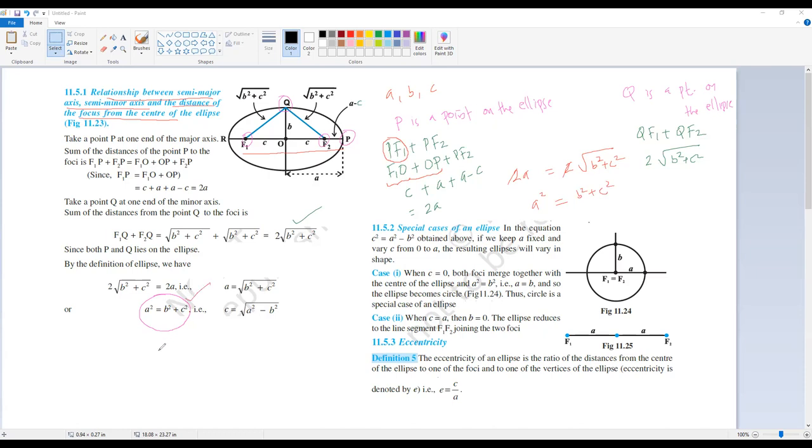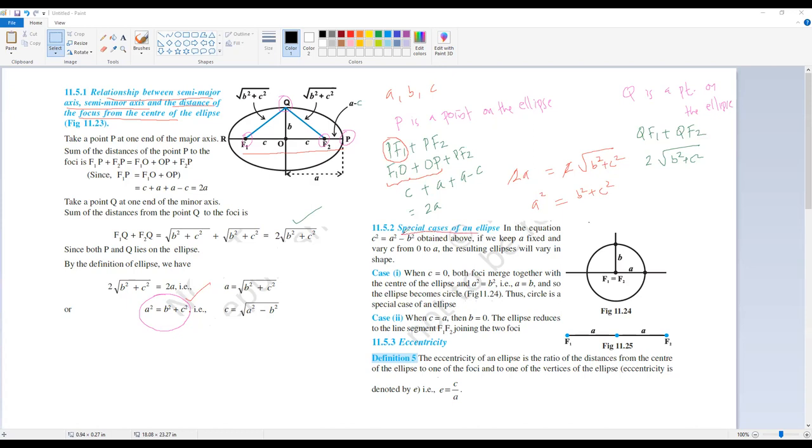So this is one important theorem. Forget the rest for now, no issue, but you should remember the relation a square is equal to b square plus c square. That is a relationship between A, B and C, where A is the semi-major axis, B is the semi-minor axis, C is the distance from the center to the foci. Okay. And another case. This is just for your information only, I will tell you very fast.